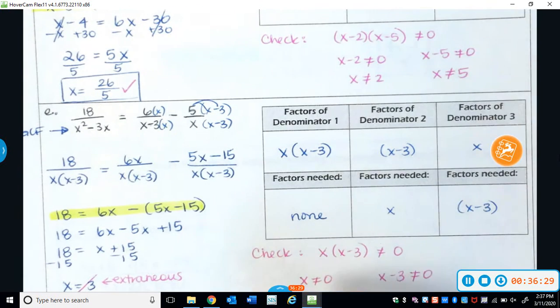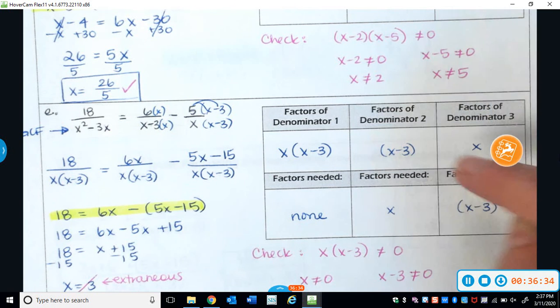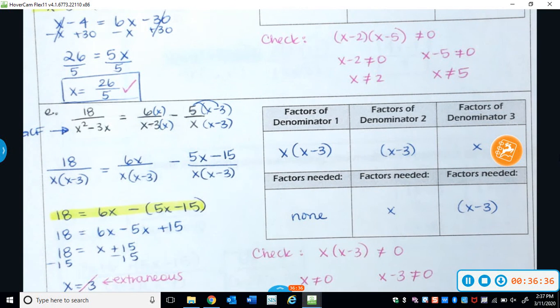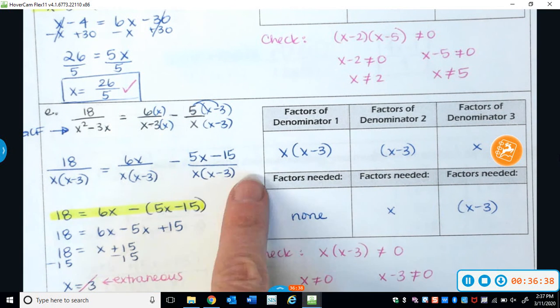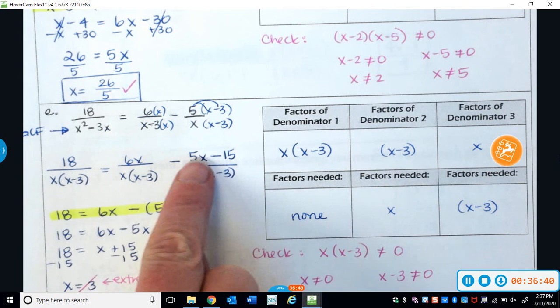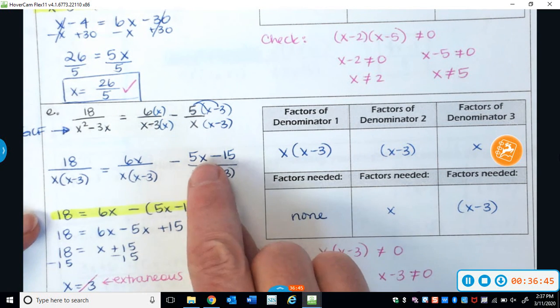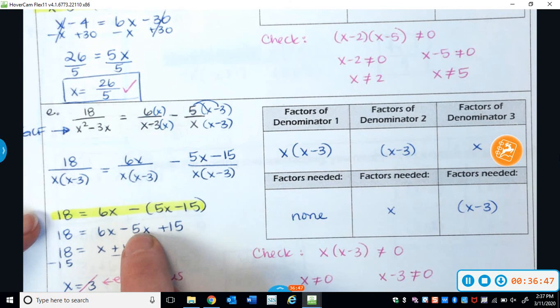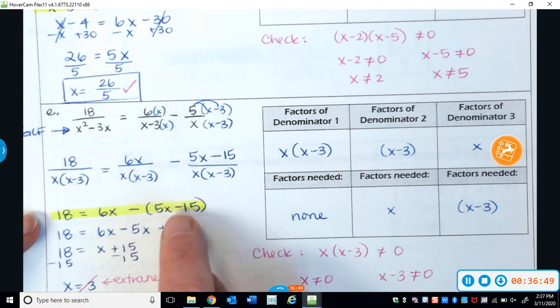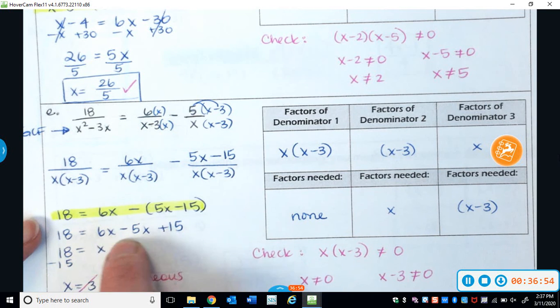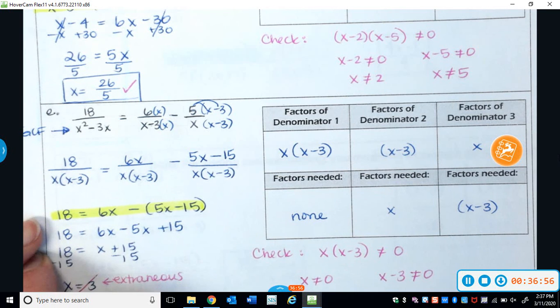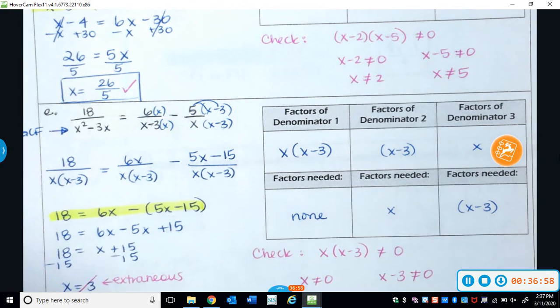Alright, for the last one, this was missing a factor of x, and this was missing a factor of x minus 3. So I started by multiplying those in. Once they had a common denominator, I went through and I made an equation that was just about the numerators. Be careful, make sure you're subtracting both of these terms, which is going to change the signs of them. That'll become a negative 5x and a positive 15. Alright, and once again, this is not a quadratic, so you can just solve it like a normal equation. But if there were an x squared in here, you'd have to do something like factoring or quadratic formula to solve.